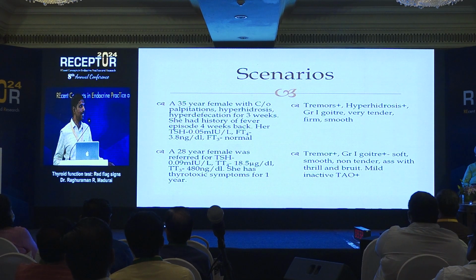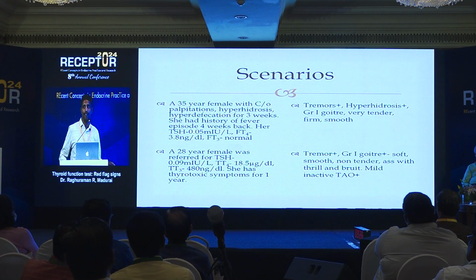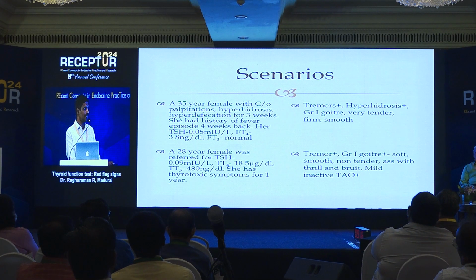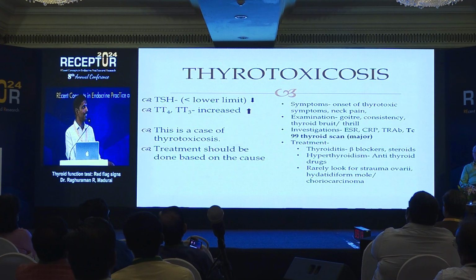Whereas the second patient had tremors with grade 1 goiter, but it was smooth, it was non-tender, and there was associated thrill and bruit, which is again fitting in towards Graves' disease. The patient also had mild inactive thyroid associated ophthalmopathy. So this is going towards Graves' disease. So what are the other investigations that can be done here?